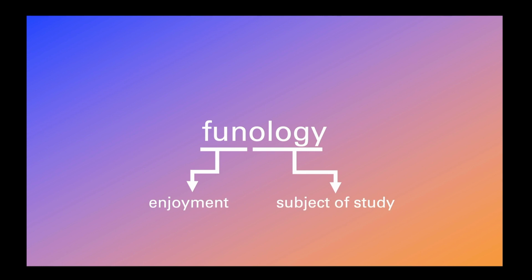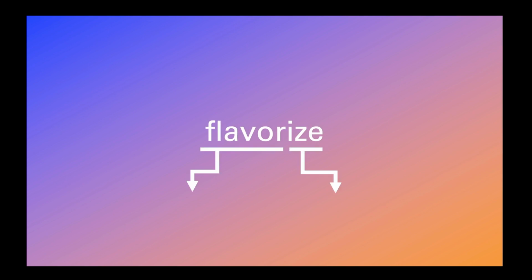Suppose your friend told you they were an expert in funology. Now, this isn't a word you'll find in the dictionary, but because it combines the word fun with the suffix ology, you'd be able to extrapolate the meaning and that they were trying to tell you they were an expert in making things enjoyable. Or suppose your friend told you they were going to flavorize a bland soup.